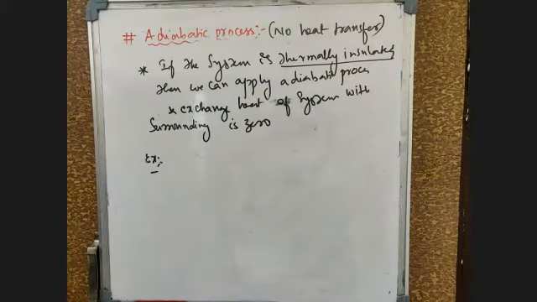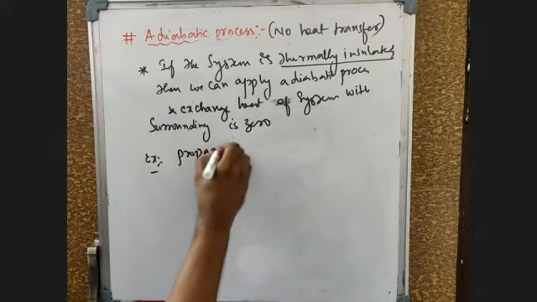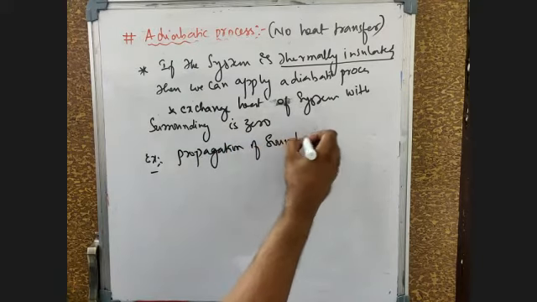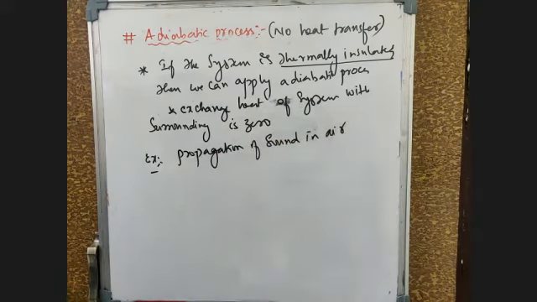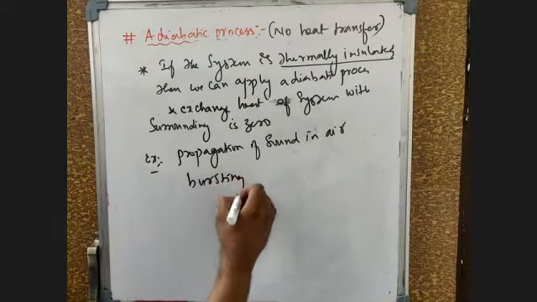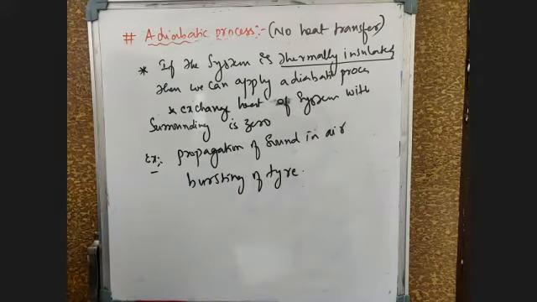Propagation of sound in air. Propagation of sound in air is one of the best examples of an adiabatic process because it is a very instantaneous process. And the bursting of a tire, isn't it? These are very sudden processes.